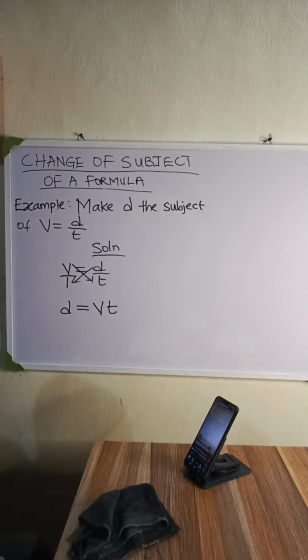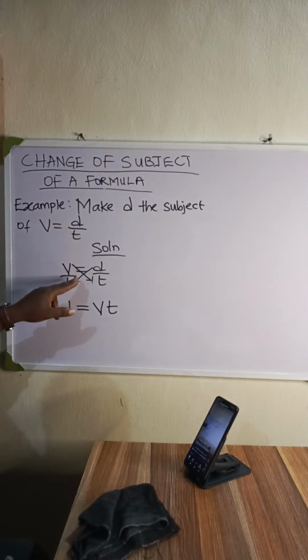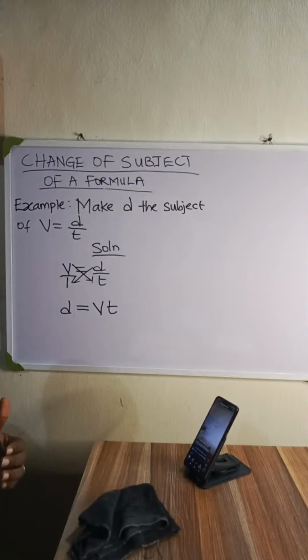So what do we learn from this? We observe that this is a fraction, right? Because it is a fraction, we had to cross multiply. But in our next example, we're going to look at something that is not a fraction, so we're going to see what we'll do if it is not a fraction, okay?